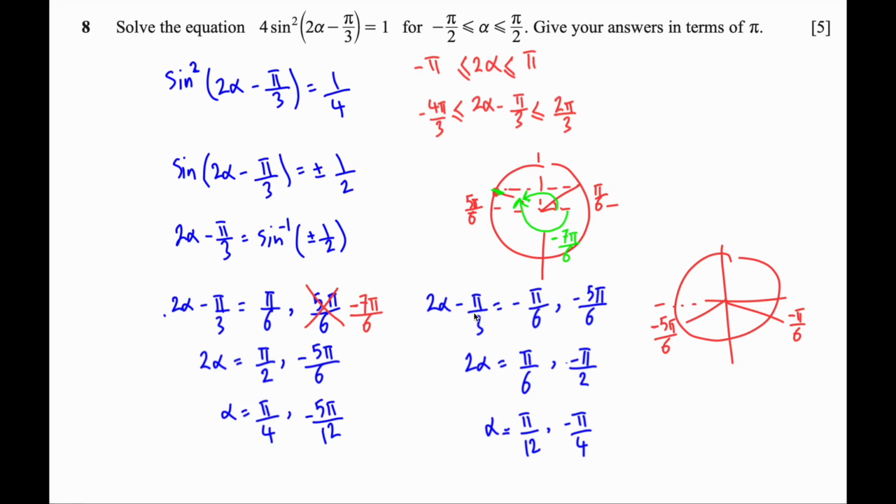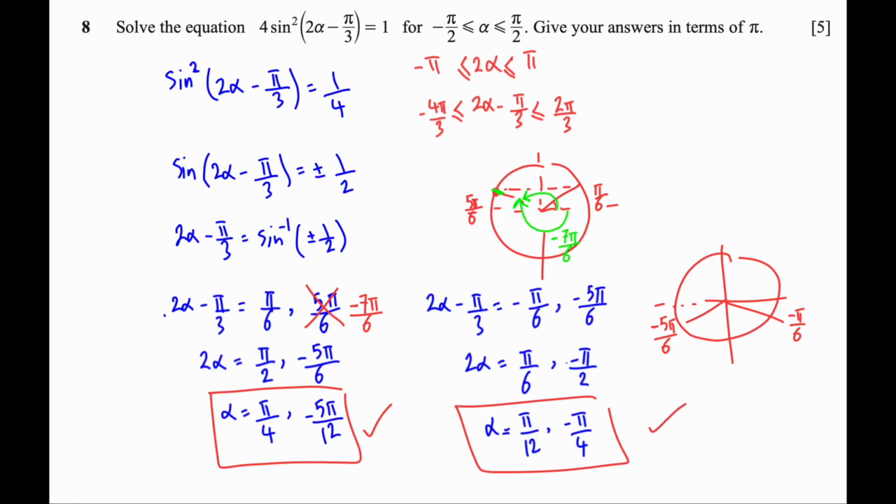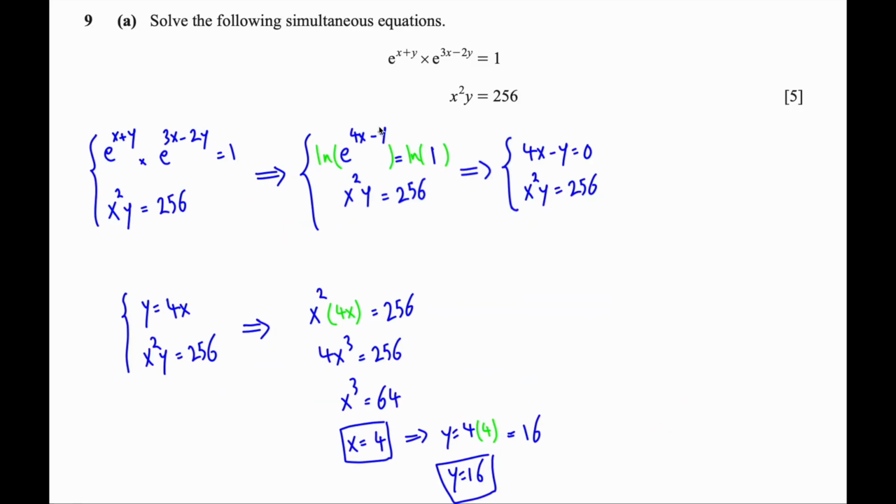And then one by one, you remove the negative pi over 3 by adding pi over 3 to all sides, and then divide everything by 2 to remove the 2 in front of alpha, and you're left with alpha. You do the same thing over here. Therefore, you end up with 4 answers for alpha, and they're all valid. Question number 9, part A.